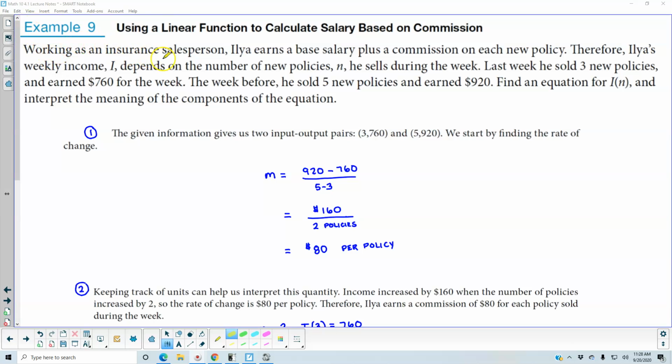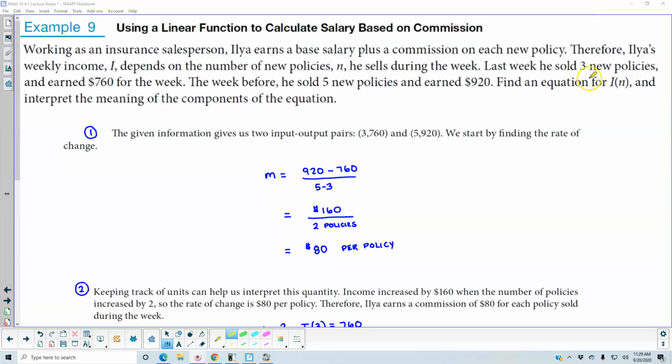Example 9. Using a linear function to calculate salary based on commission. Working as an insurance salesperson, Ia earns a base salary plus a commission on each new policy. Therefore, Ia's weekly income, I, depends on the number of new policies, N, he sells during the week.